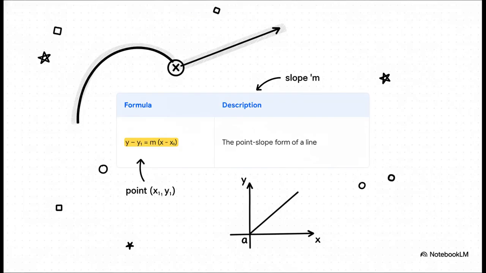And this right here is the final piece of the puzzle. You probably remember this from algebra. It's the point-slope formula. Once you have your point x1 and y1 and you've calculated your slope, m, you just drop them into this template and boom, you have the equation for your tangent line.